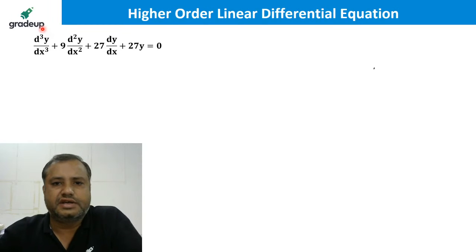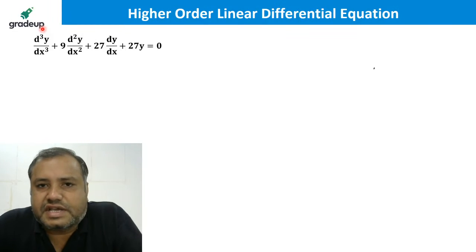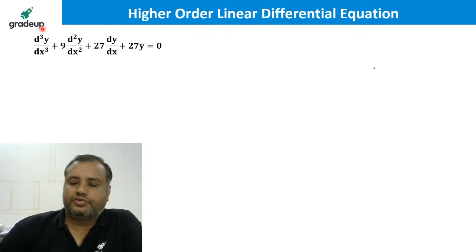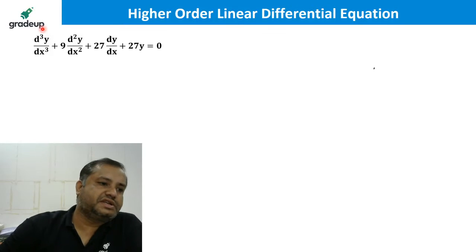So cases, and there are 6 cases to find PI. There is one more method called method of variation of parameters to find PI. So that can be discussed in some other session.